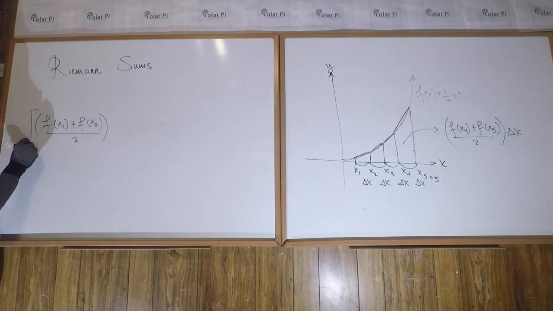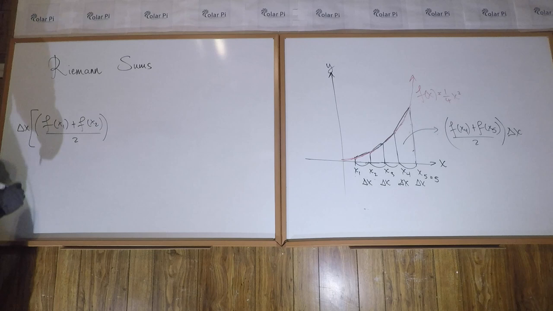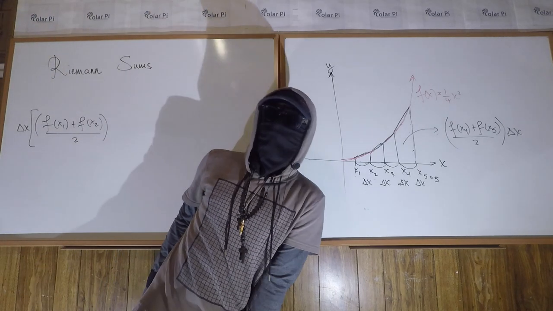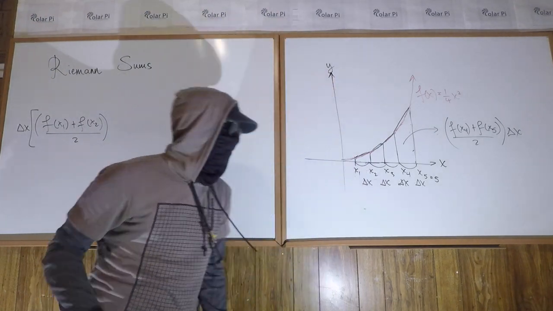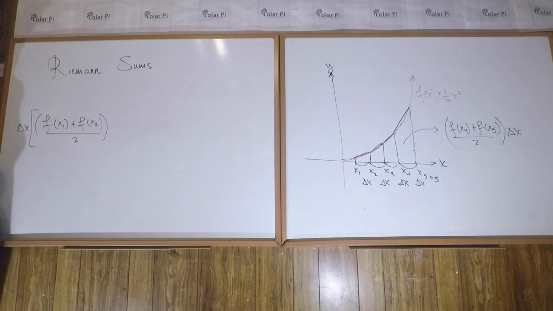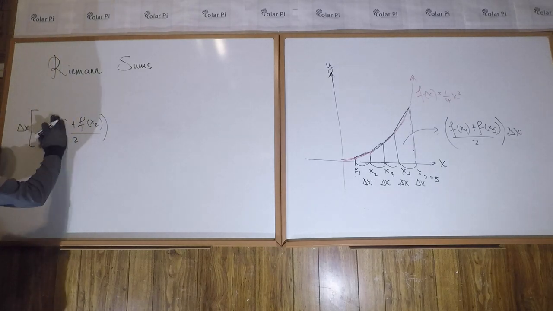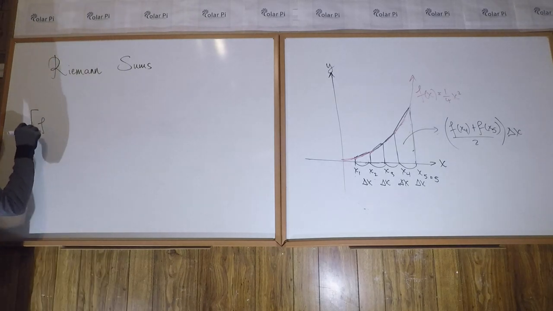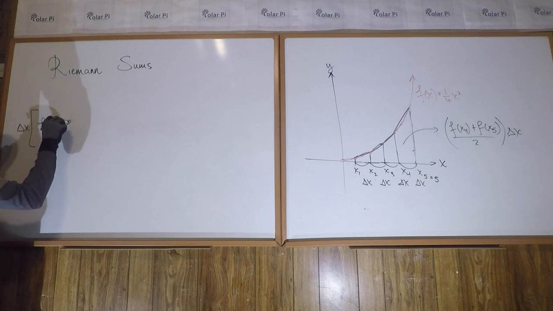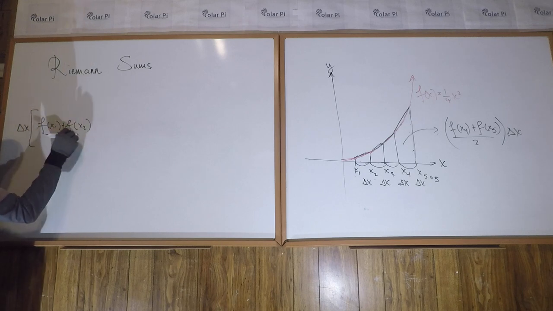So let me use square brackets. Delta x is over here. I don't know if it's still in your field of view. Okay. So let me write smaller. f of x1 plus f of x2 all over 2, right?